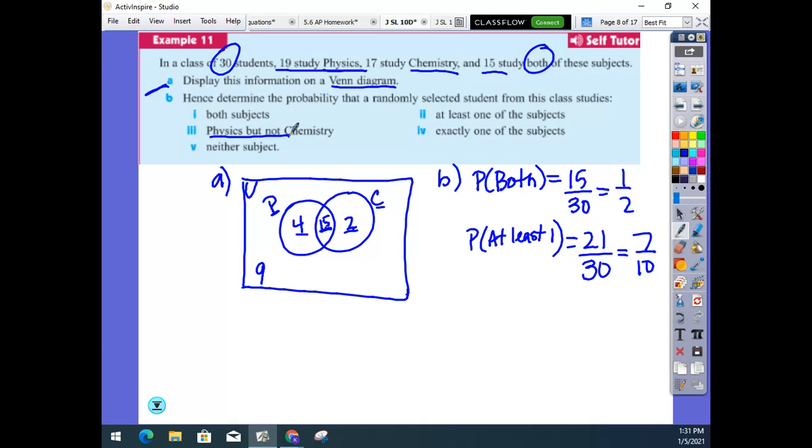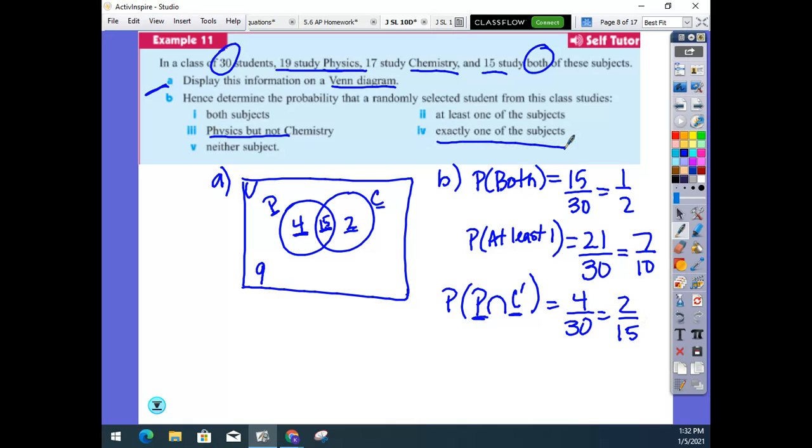Physics, but not chemistry. All right, I'm going to show you some notation here. Probability of physics and not chemistry. This means and or intersect. They're in physics, but they're not in chemistry. All right, so which ones are taking physics, but not chemistry? 4 out of 30, and that reduces to 2 out of 15.